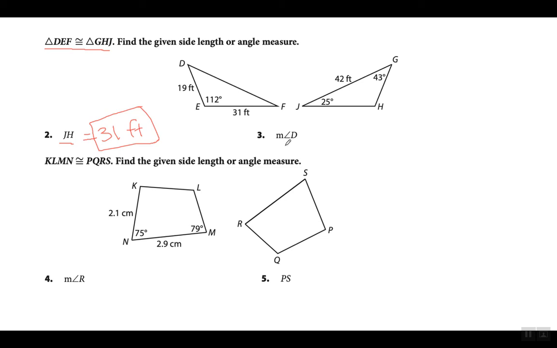Now number 3, they want us to find the measure of angle D. D is the first letter. There's nothing there. So I can look at the first letter of the other triangle, angle G, which is 43 degrees. There's my answer.